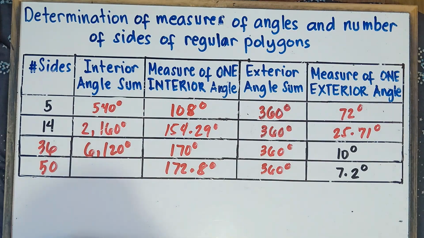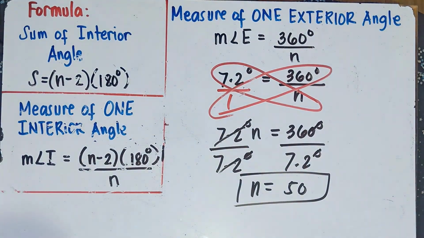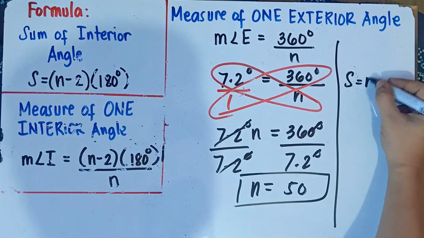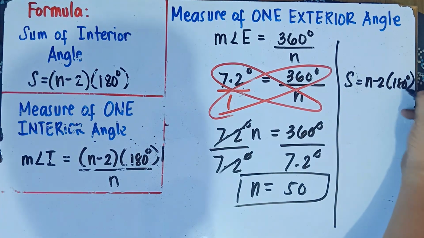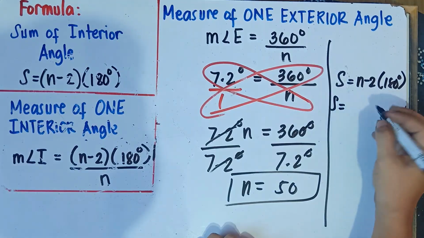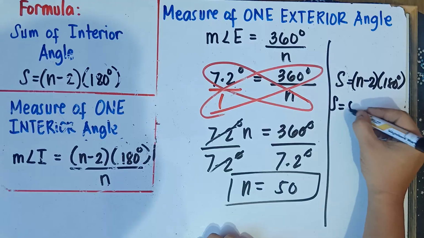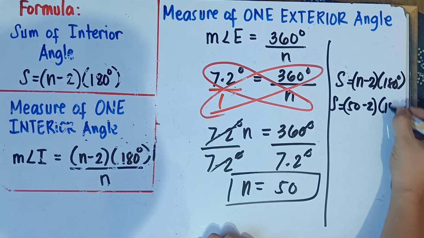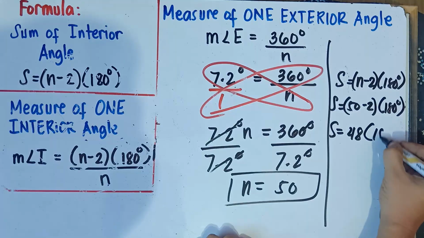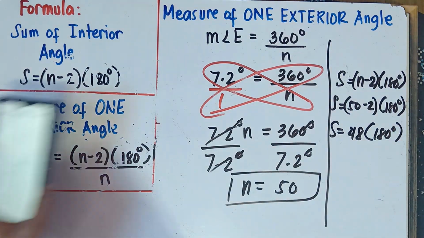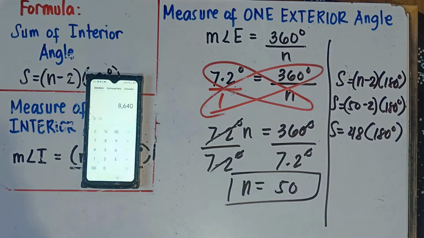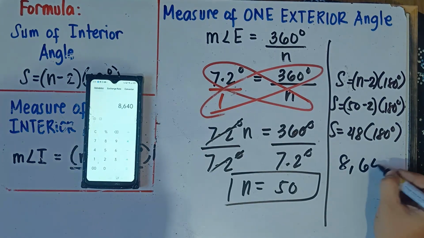And then the sum of interior angles. We can apply this formula to get the sum. The sum is equal to n minus 2 times 180 degrees. We don't have enough space, class. So the sum is equal to n, the number of sides, which is 50, minus 2 times 180 degrees. So 50 minus 2, of course, would be 48 times 180 degrees. Simply use our calculator. 48 times 180 degrees. The answer is 8,640 degrees. That's it, class.